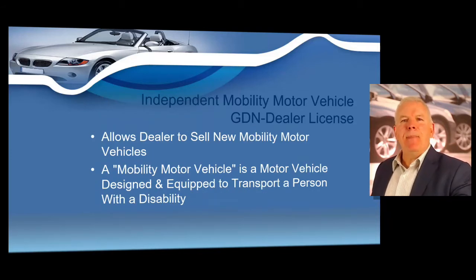Independent mobility motor vehicle dealer. An independent mobility motor vehicle dealer GDN allows you to sell new and used vehicles that have been converted into mobility vehicles at a specific location. You must have an agreement with the licensed franchise dealer of the underlying chassis of the mobility vehicle. A mobility motor vehicle is designed to transport a person with a disability. This type of license also requires the applicant to hold a converter's license.